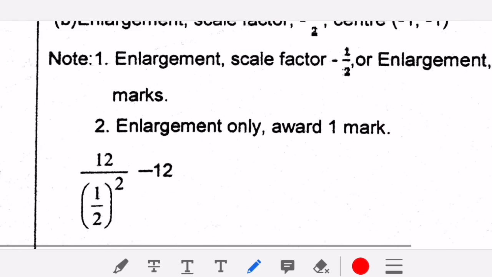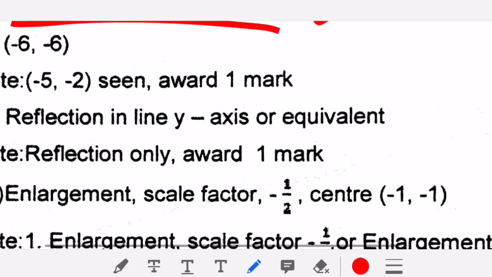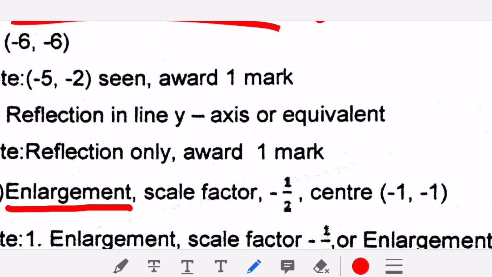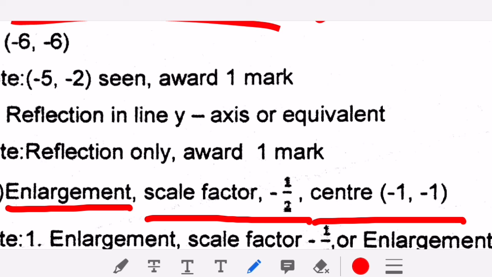This is a very good question. Enlargement. How you write your answer? You must write enlargement, scale factor -half. See or not? -half. Center -1. That is how you write the answer.